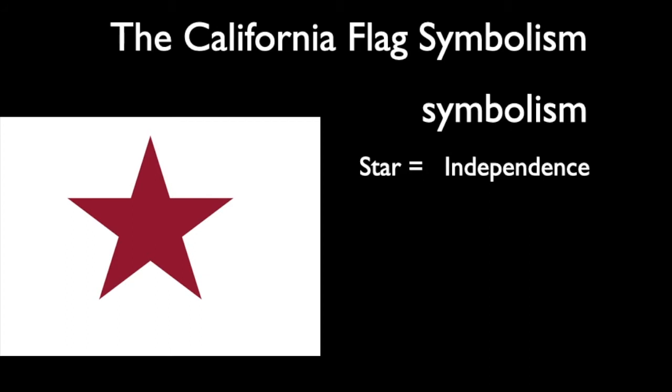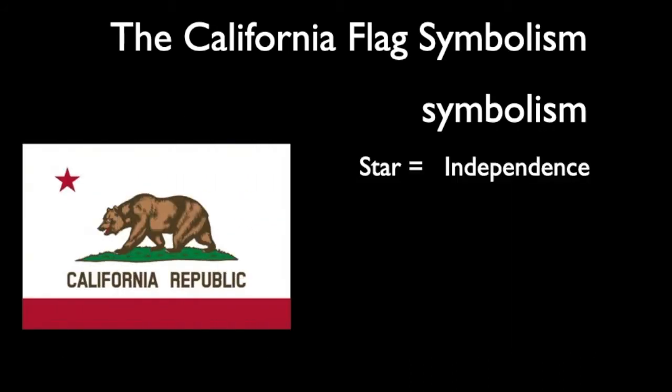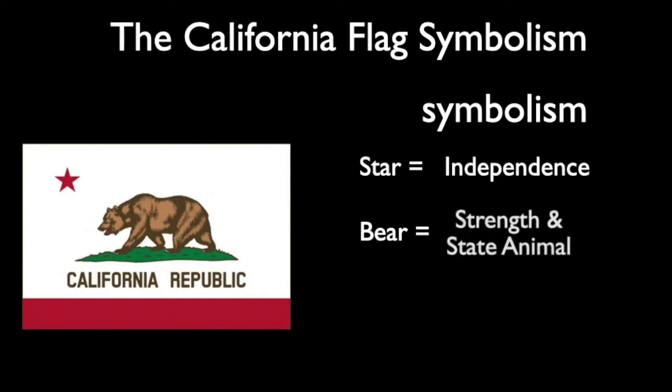And this is the flag that he used, which was derived from the Lone Star from the Texas flag, who also had an independence at that time as well. However, at that time, the independence from Mexico failed, but he was able to establish himself as governor of California. Then we have the bear. The brown bear of California is a symbol of strength, and it's also our state animal.